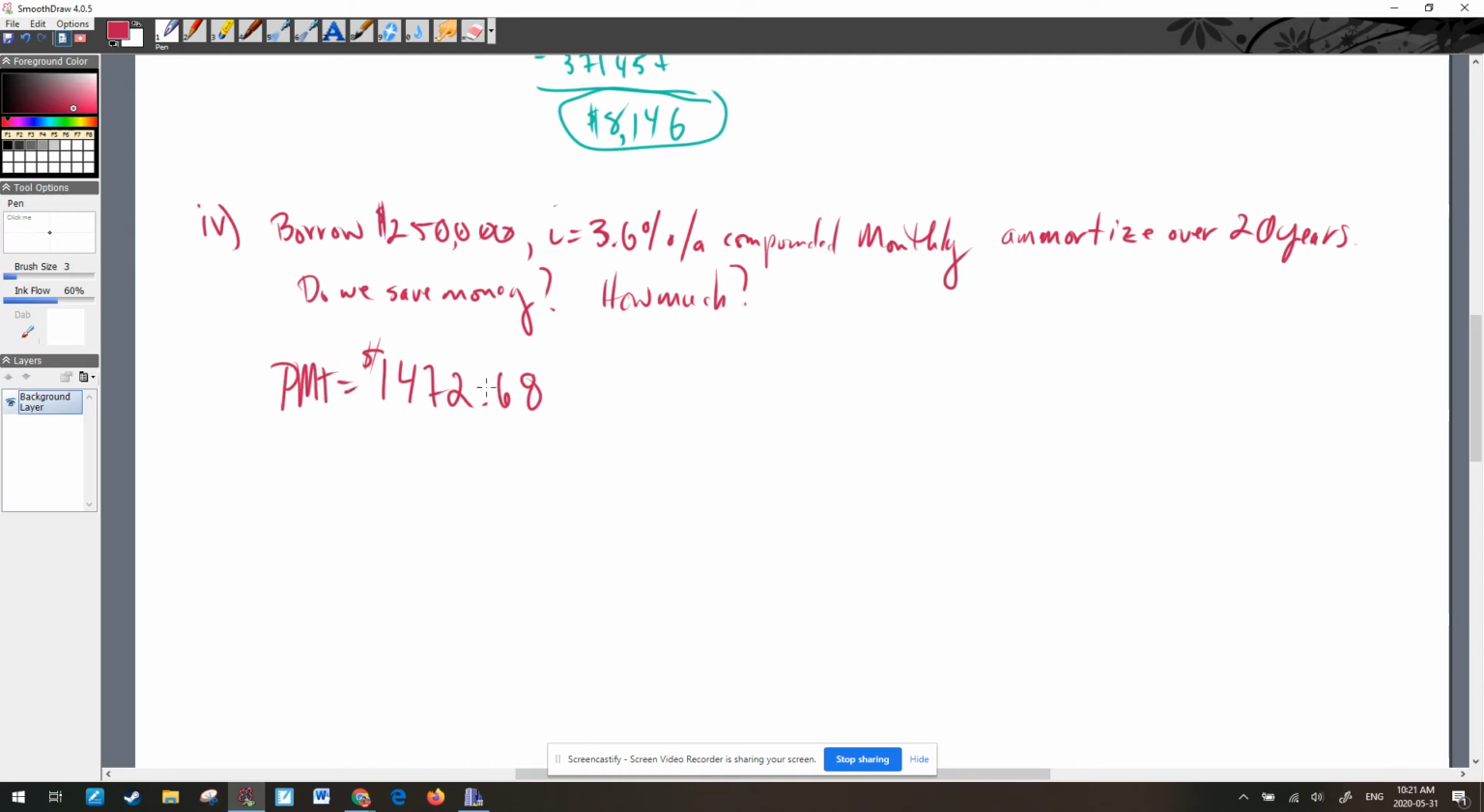Okay. So let's figure out how much we pay in interest for this version. So let's figure out our interest. And so our interest is going to be how much we pay. So $1,472.68. This time we make 240 payments, right? Let's change this to be total.